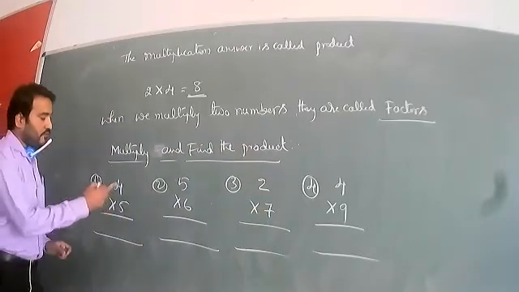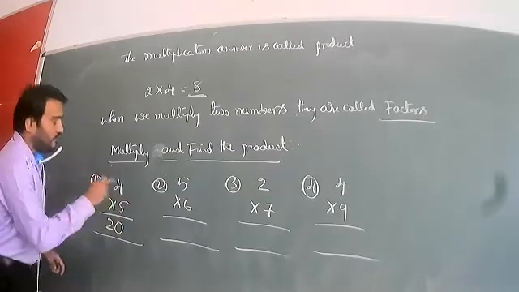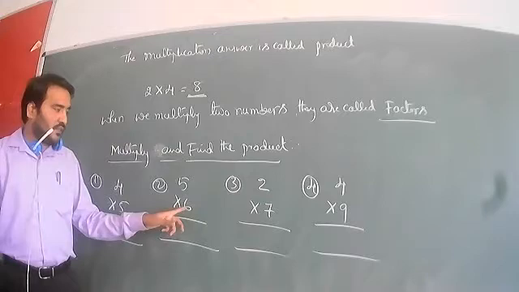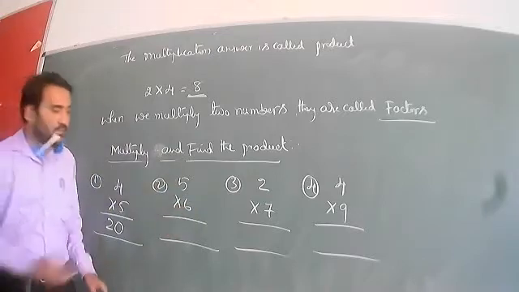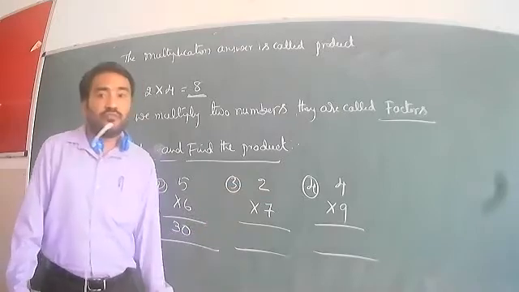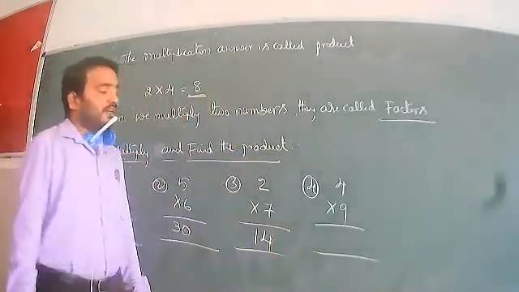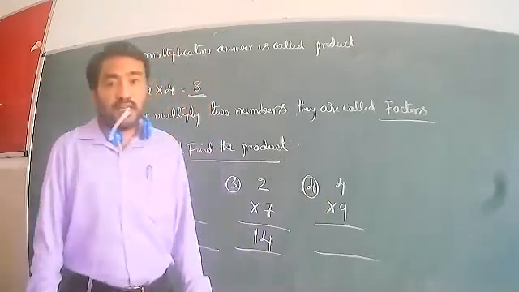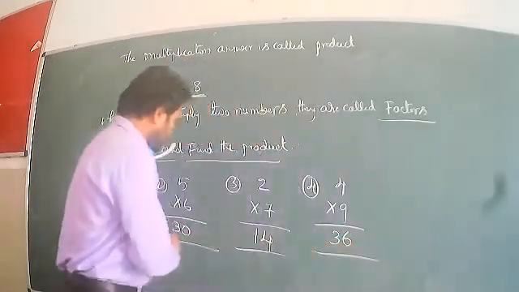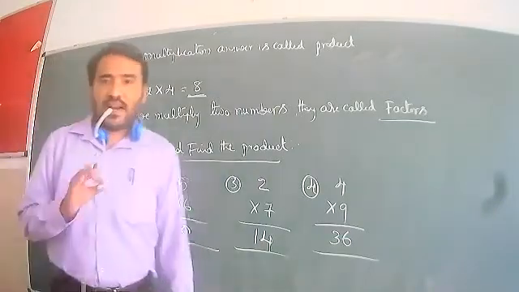5 fours are 20. 6 fives are 30. 2 sevens are 14. We use the tables of 4 and 2. 4 nines are 36. These are the answers, and these answers are called products. These numbers we call factors.